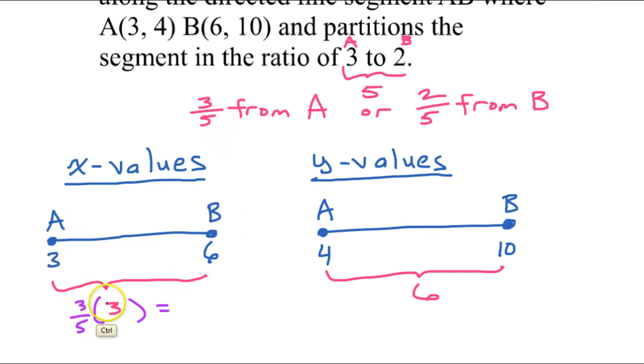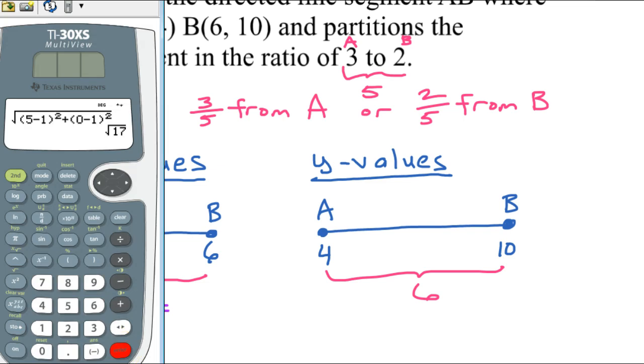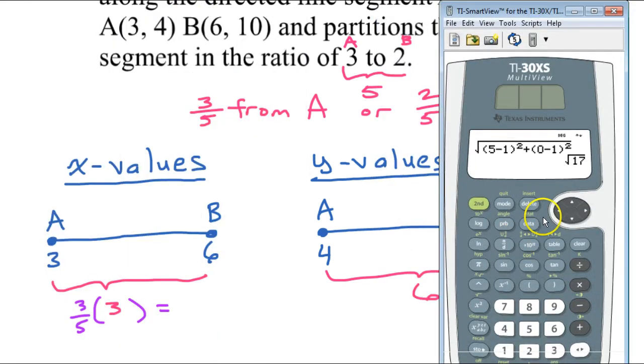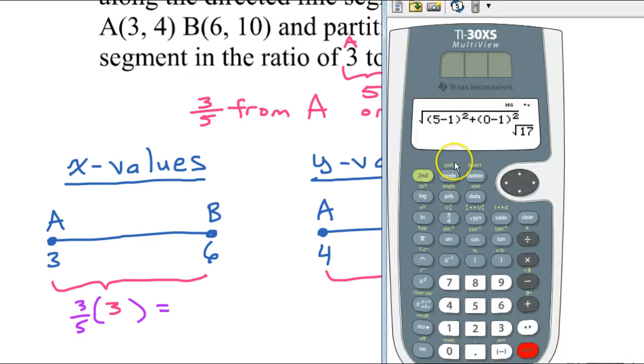Now, what is this? This is going to be whatever 9 divided by 5 is. Let me slide this over for a second. Okay, so I'm just going to go ahead and find this decimal. So 3/5 of 3, well, it's just 9/5. I'm going to turn this into a decimal. So that's 1.8.